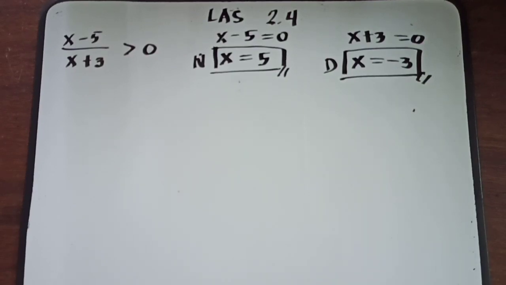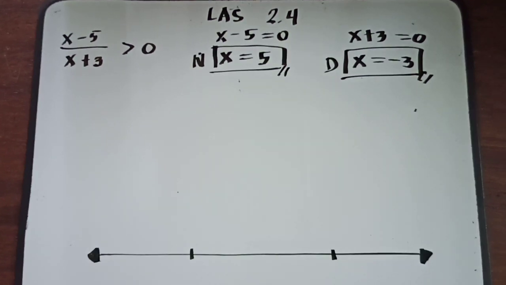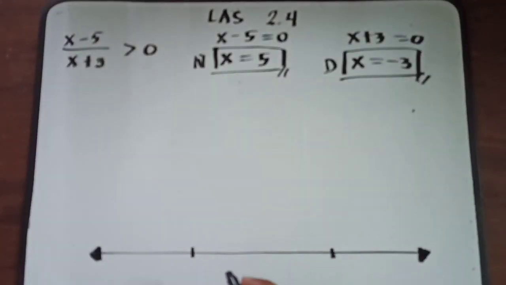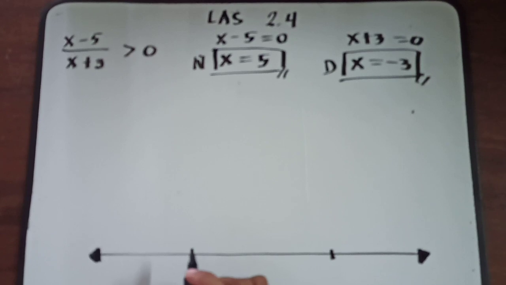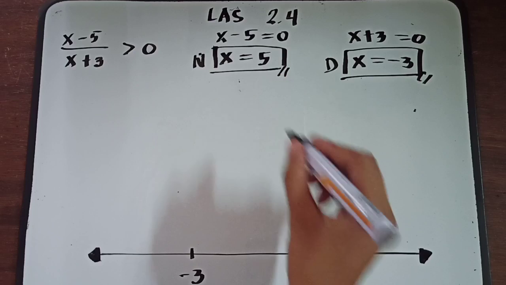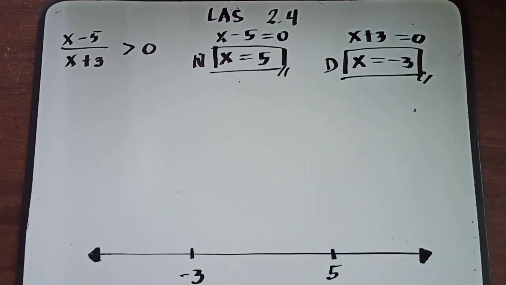Okay, so the next step is you're going to represent this using a number line. So again, find out where to place 5 and where to place negative 3. Always remember that when it is lower, it is always on the left. When it is higher, it is always on the right. Negative 3 is less than positive 5, therefore this negative 3 is located on the left side, and this positive 5 is on the right side.